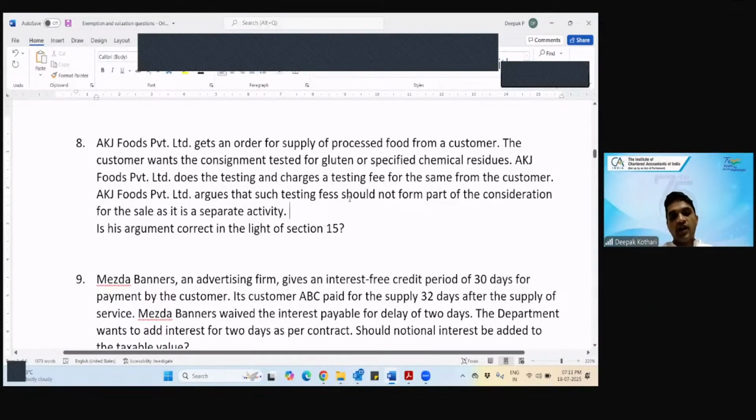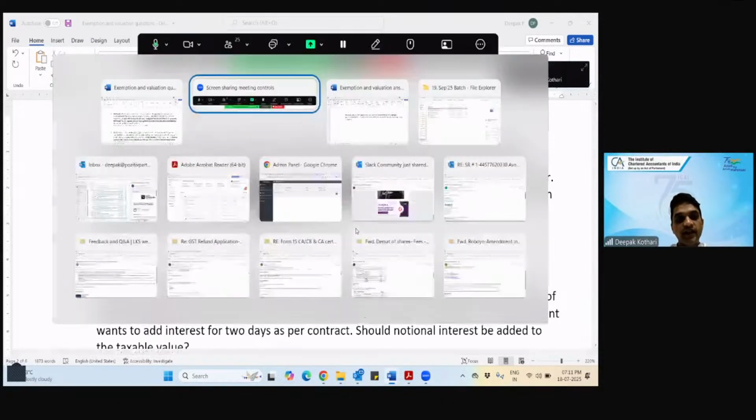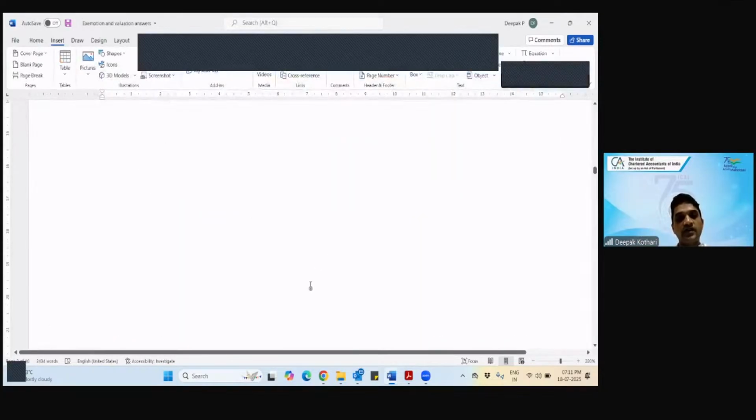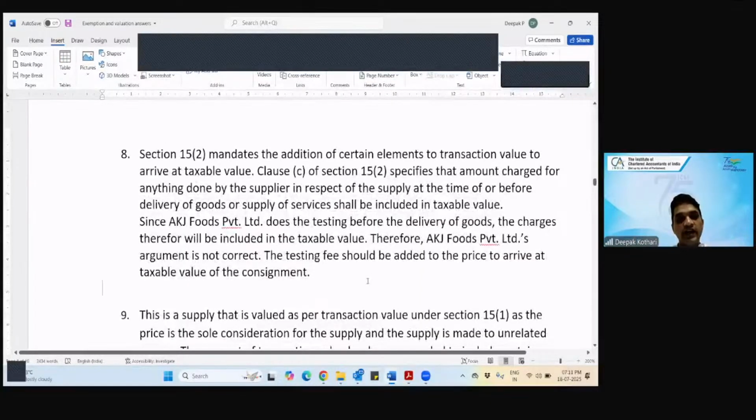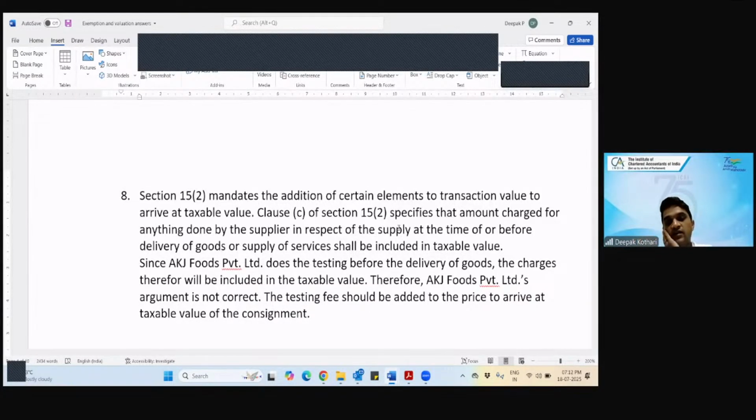If you do it before or after, but still, if you're doing any testing on behalf of the customer, then it has to be included if it is related to the supply. In this case, it is related to the supply. Section 15 mandates the addition of certain elements to the transaction value, wherein it says that any amount charged for anything done by the supplier in respect of the supply at the time or before the delivery of the goods shall be included in the taxable value. Before the delivery of the goods, if you're doing any activities, then it should be included in the taxable value.